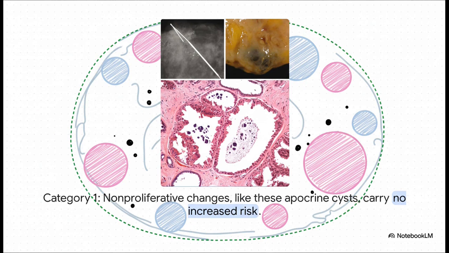Here's a perfect example from our no-risk category, cysts. Extremely common. Under the microscope, you see these lovely apocrine cells with abundant pink cytoplasm. This is what we used to call fibrocystic disease. And remember, it carries 0 increased risk of cancer.